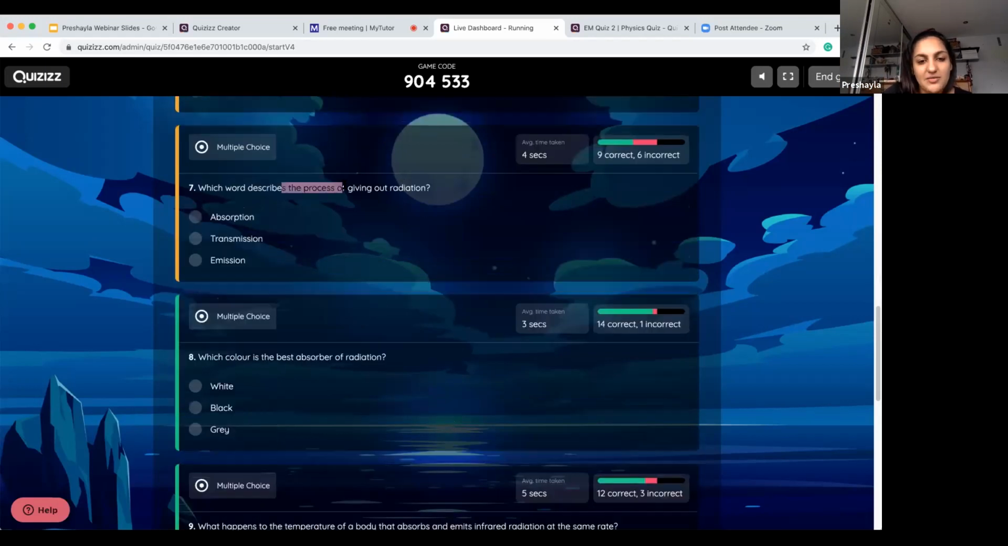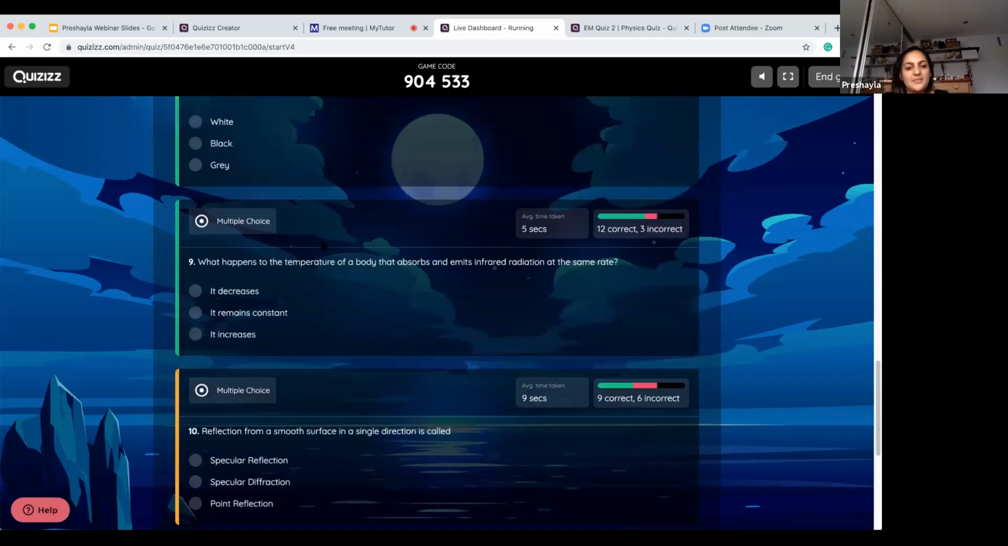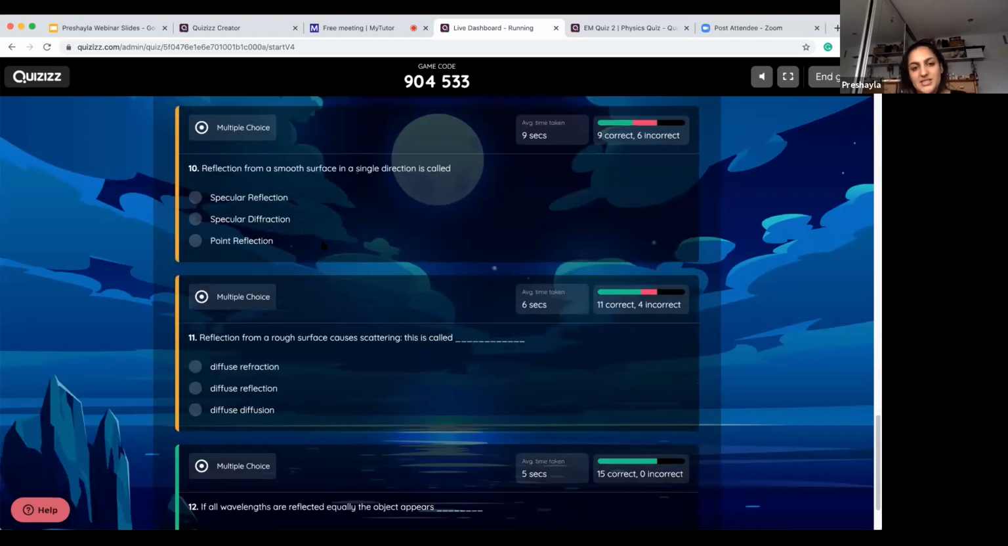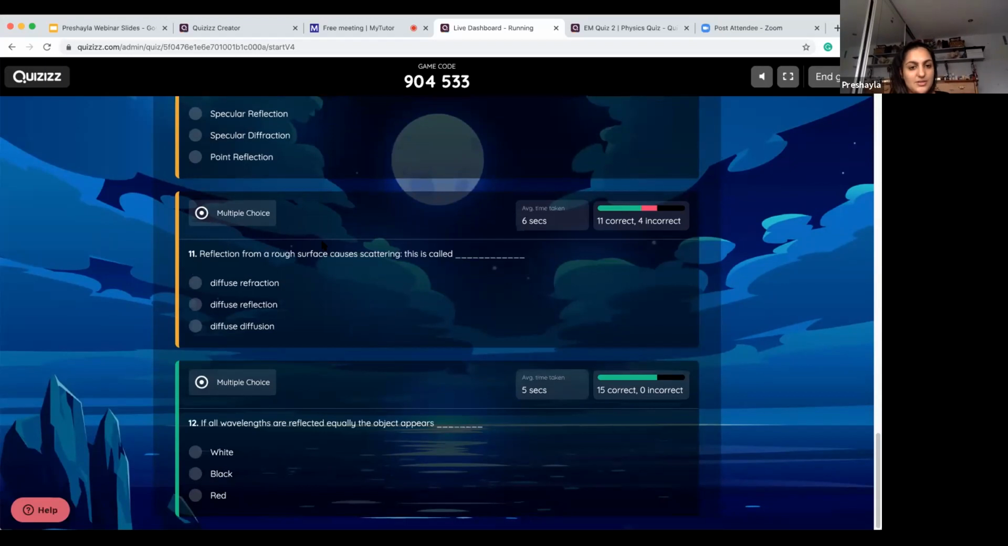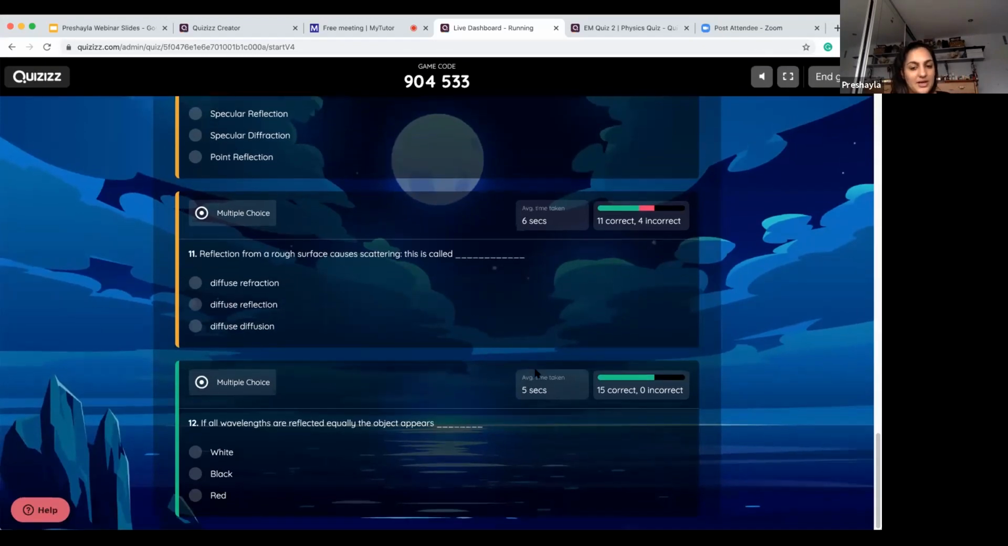Which word describes the process of giving out radiation? That's emission. What colour is the best absorber of radiation? That's black. What happens to the temperature of a body that absorbs and emits infrared radiation at the same rate? It remains constant. Reflection from a smooth surface in a single direction is specular reflection, and reflection from a rough surface causes scattering, and this is called diffuse reflection. If all wavelengths are reflected equally, the object appears white.